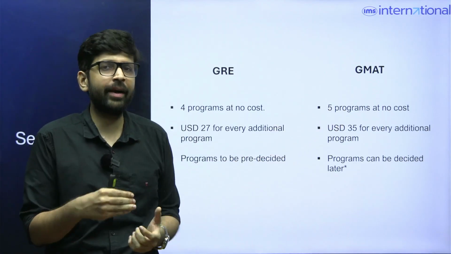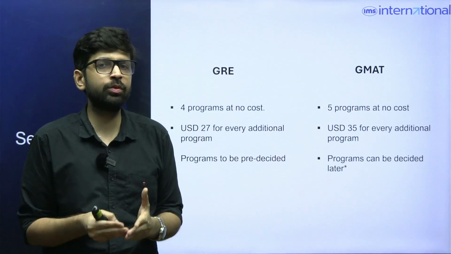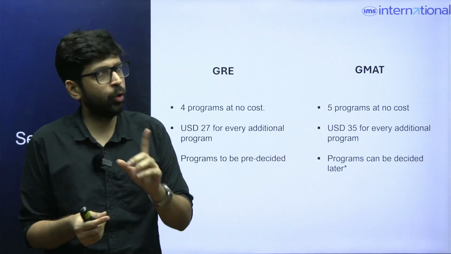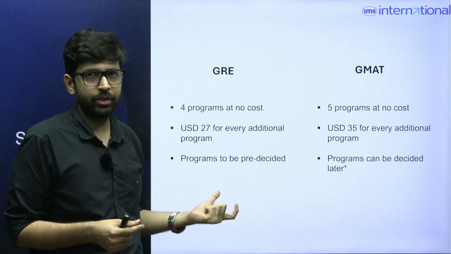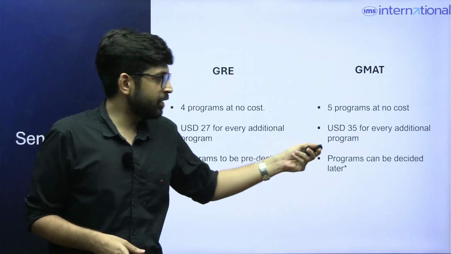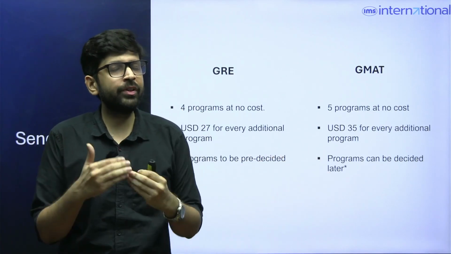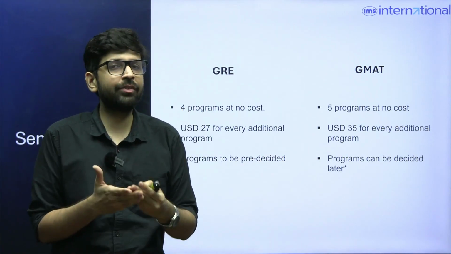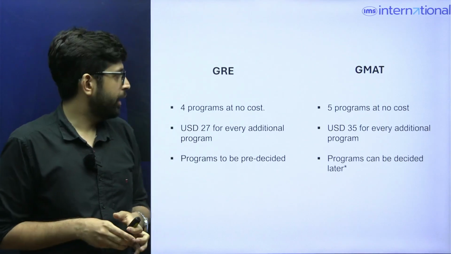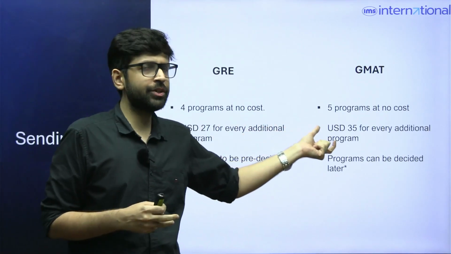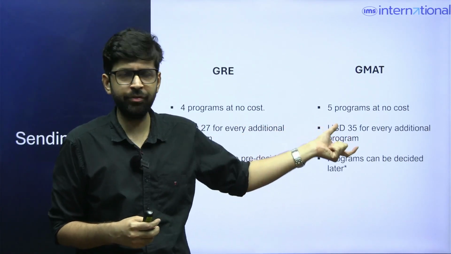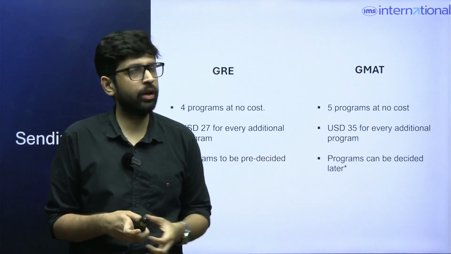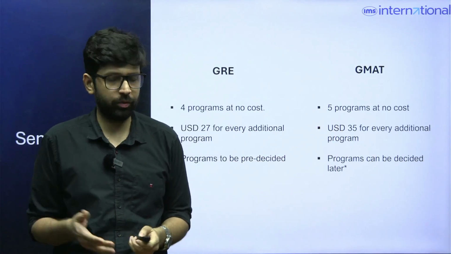So, in GMAT, you have that advantage of choosing your programs at a later stage. You don't have that advantage while taking your GRE. So, these programs need to be decided within 48 hours after your official scorecard comes. Now, for every additional program, this is slightly expensive. You will have to pay $35 for every additional program that you choose.